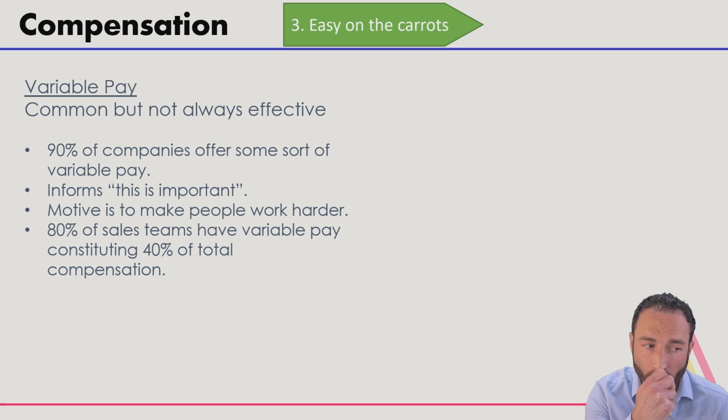And what we're saying when we have variable pay is we're saying this is important. Move in this direction. And so we have to be very thoughtful about what we are moving people towards, and therefore what we might be excluding, what we might be blinkering them from in doing so. So the motive is to make people work harder. And this is broadly accepted as something that works. It's something that we can all associate with. Pay them more and they would work harder. 80% of sales teams will have variable pay, and that will constitute typically as much as 40% of their total compensation.